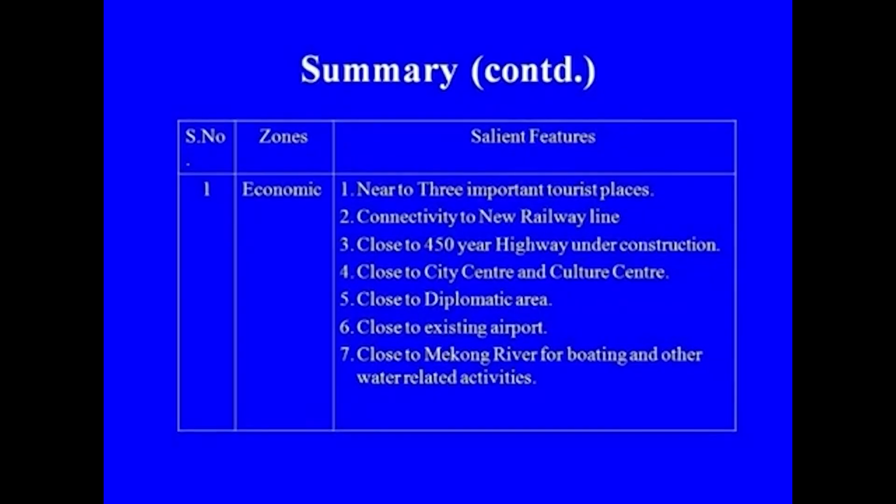Now, if we look at the salient features taken into consideration while identifying the different zones, for the economic zone, the salient features are that it is near the 3 important tourist places, has connectivity to the new railway line, is close to the 400-year highway which is under construction, is close to the city center and the cultural center of Vientiane capital, is close to the diplomatic area and the existing airport, and is also close to the Mekong river, so that boating and other water related activities can be undertaken.